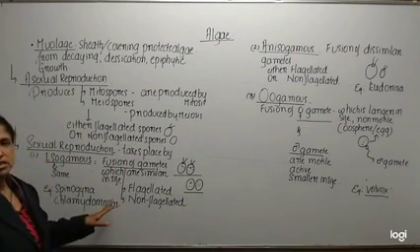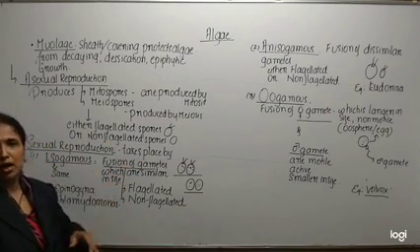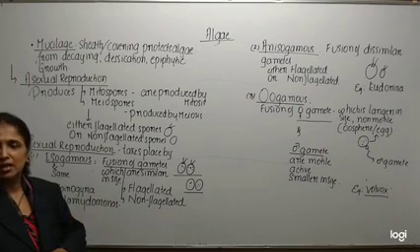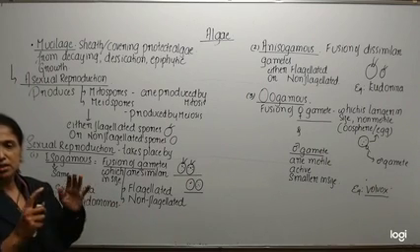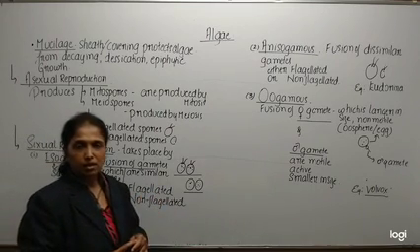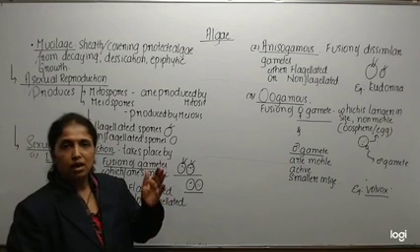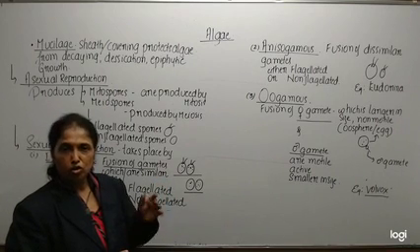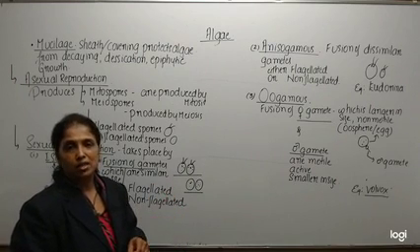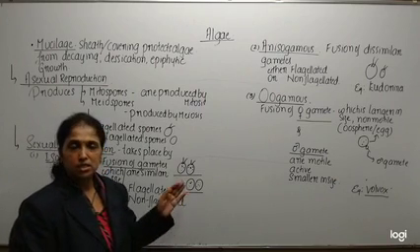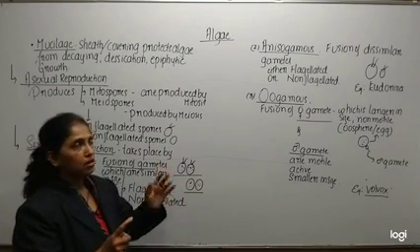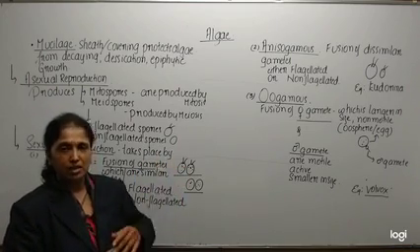Now what we discussed is all the general characters of algae. These are classified into different classes. There are three classes we have to study under algae: Chlorophyceae, Phaeophyceae, and Rhodophyceae. Chlorophyceae are commonly called green algae. Phaeophyceae is called brown algae. Rhodophyceae is termed red algae.